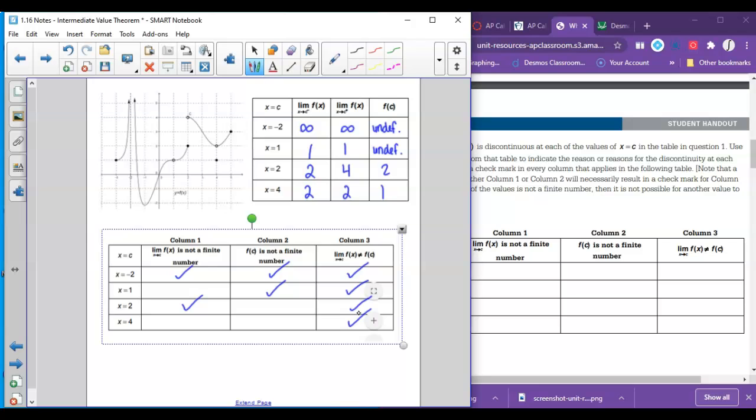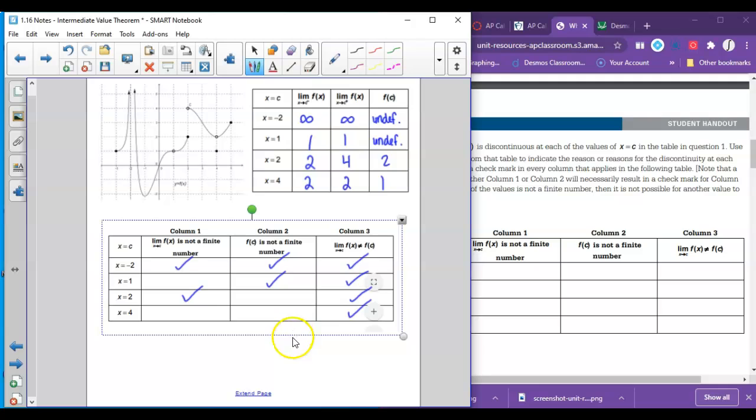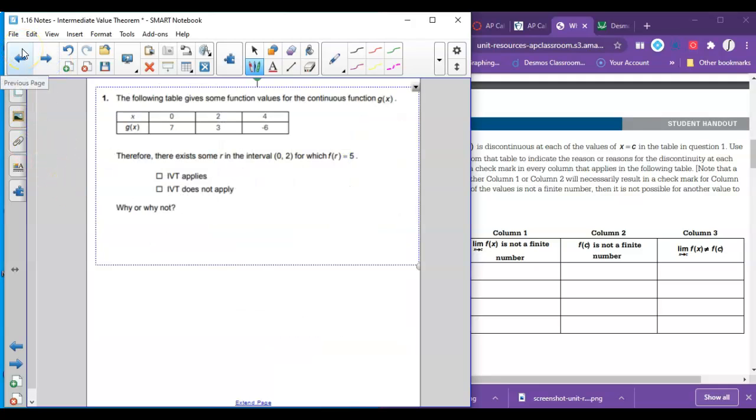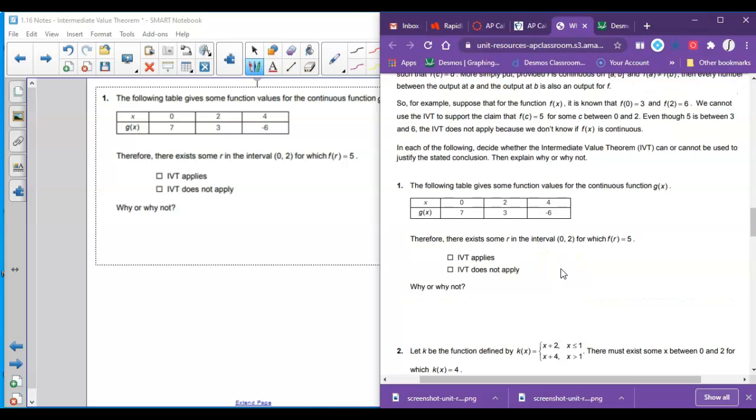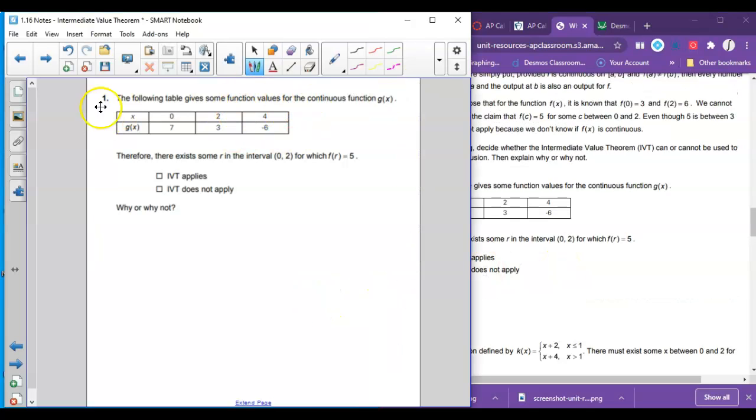Okay? So once you go through that exercise, you are going to be asked some questions about the intermediate value theorem. So the first thing you must always check for intermediate value theorem is continuity. So you're going to use that information that we just looked at to help you whenever you're doing these problems. Now, I've picked the first one to look at because it uses a table, which we had not looked at in the notes.